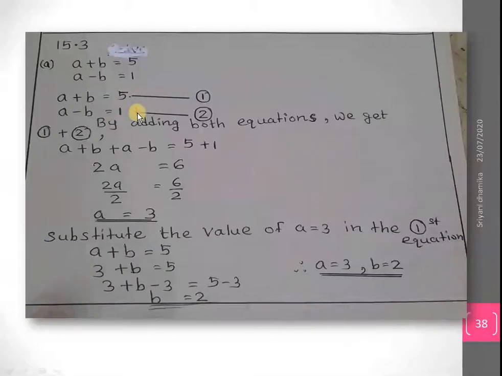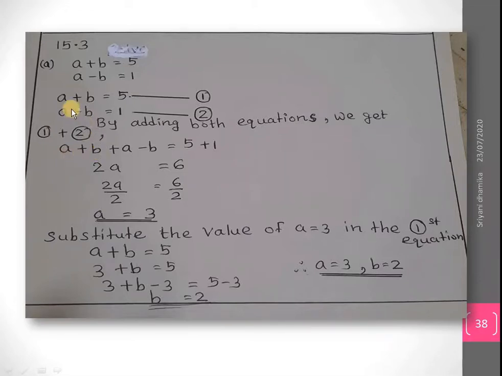First, name the equations. A plus b equals 5 is the first equation. A minus b equals 1 is the second equation. By adding both equations, we get, write the step, take the sum of these two equations.